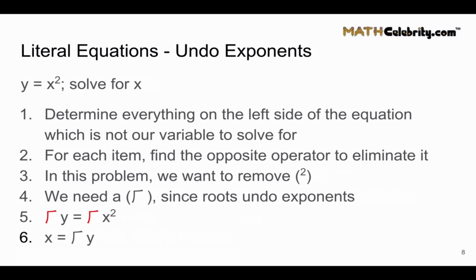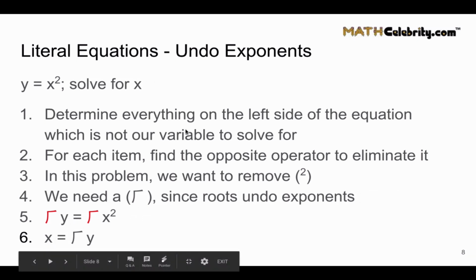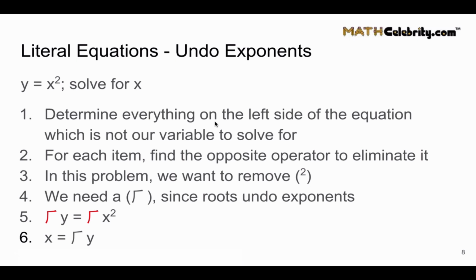To do that, we need a root. We need to take the root. This is the root symbol right here, since roots undo exponents. So we're going to take the square root of both sides. So we're left with the square root of y equals the square root of x squared. Now, the square root of a square is just the first power. So simplifying, we're left with x equals the square root of y. As you can see, the square root, or a root in this case, undoes exponents.